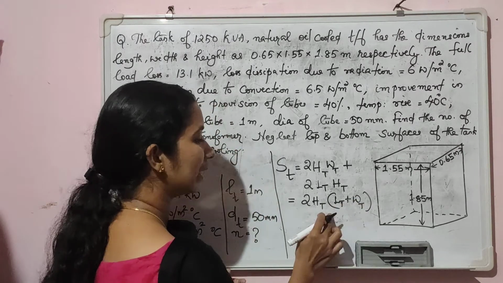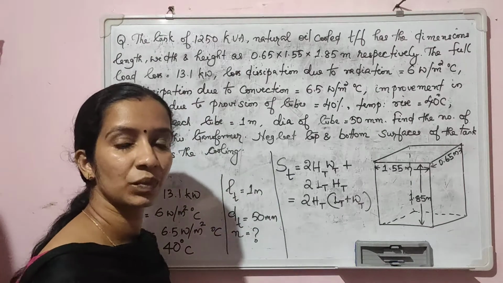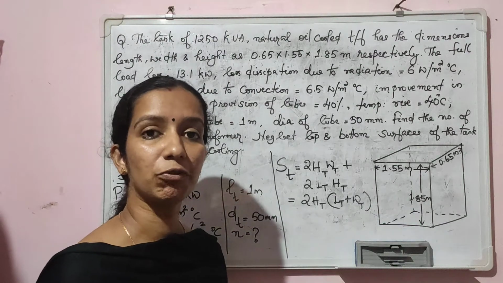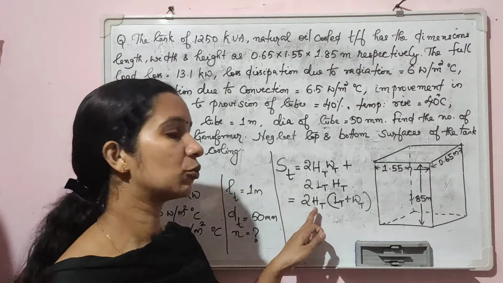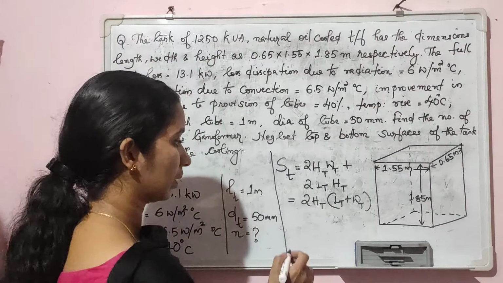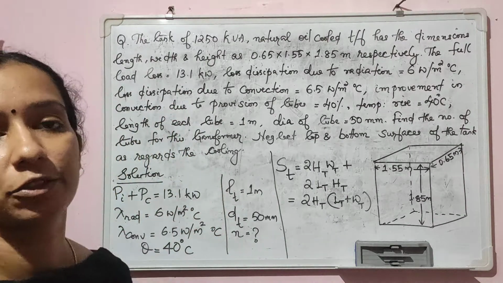So we can calculate the total dissipating surface area like this. The total area of the 4 vertical sides, that is 2 into HT into LT plus WT. So now let us do the rest of the problem.